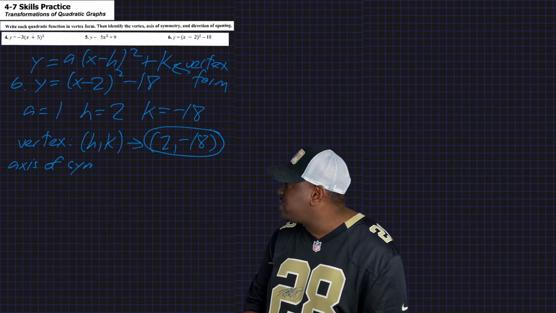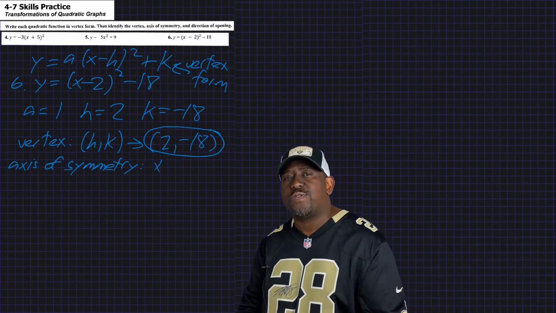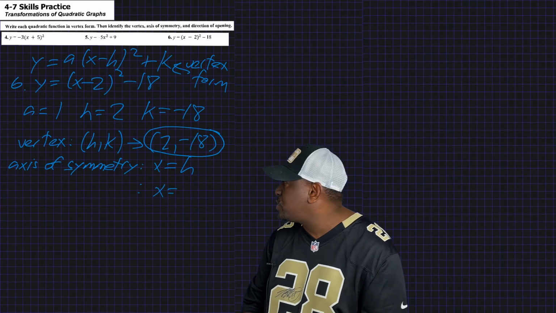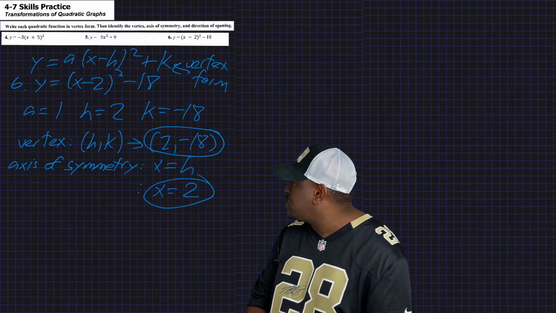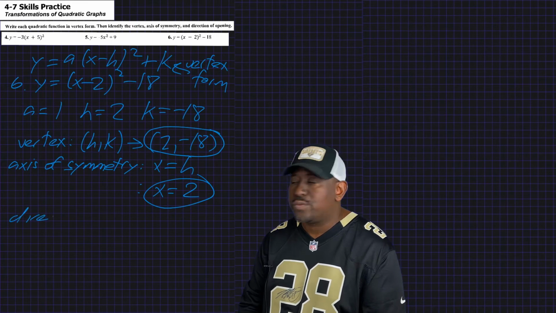So our axis of symmetry, again, we write the general formula for that. And as we learned in the last problem, that formula will be a vertical line at h, which is x equals h. Since h is equal to 2, our axis of symmetry is x equals 2.